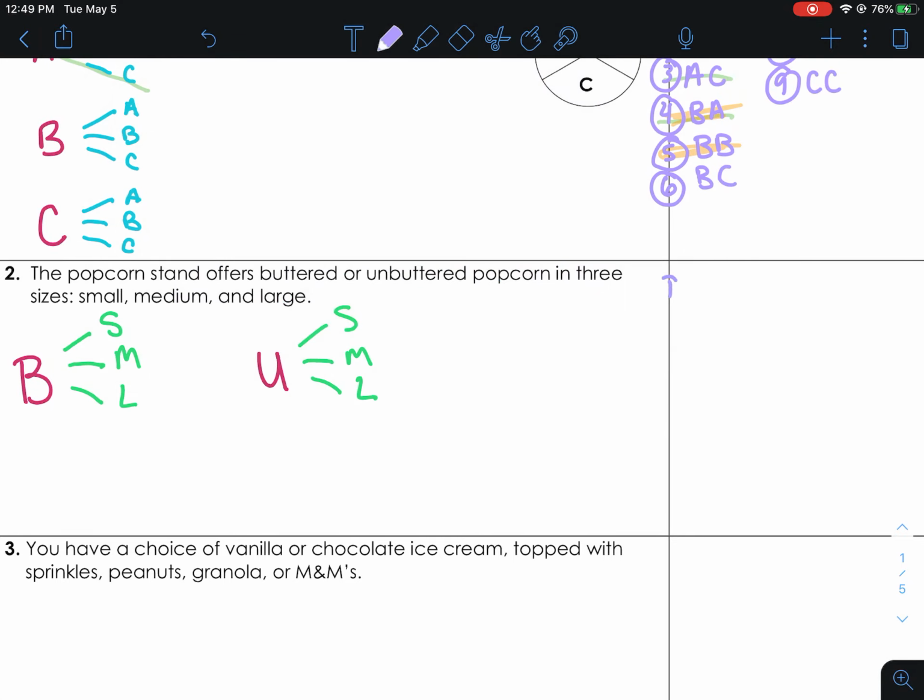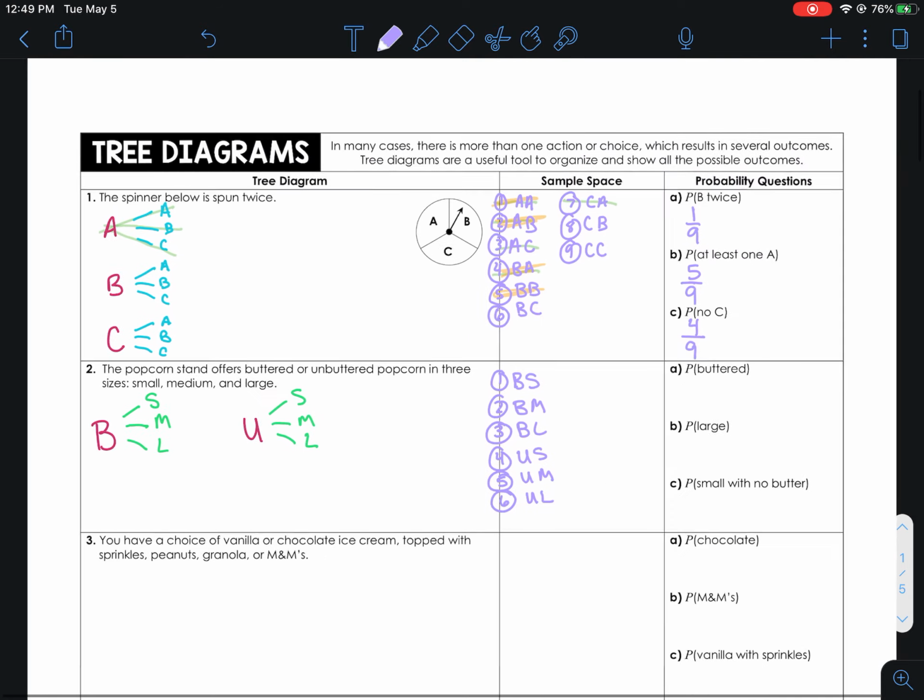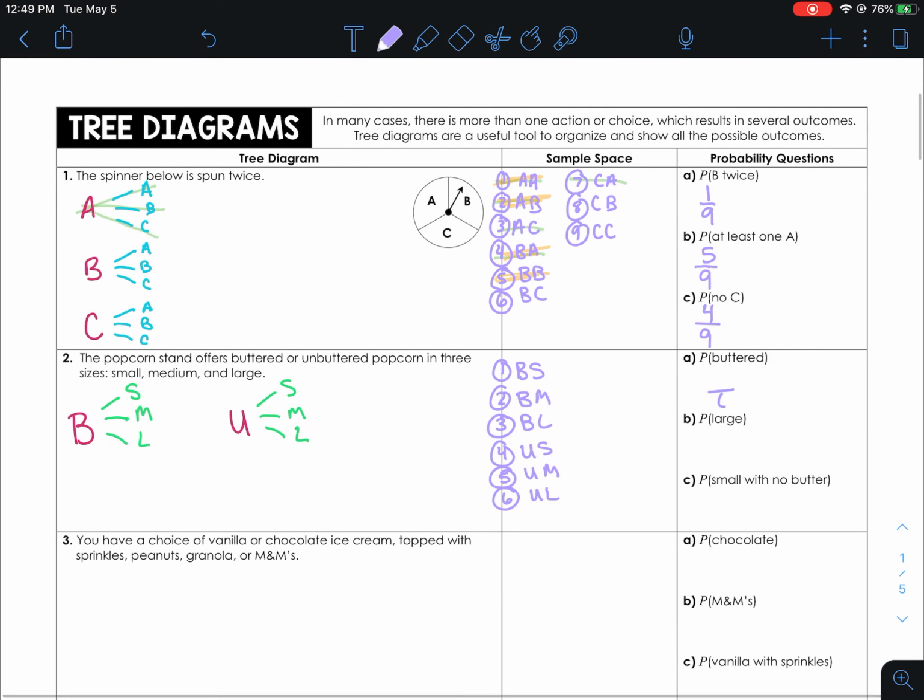So my sample space for number 1, I could have buttered with a small, buttered with a medium, and buttered with large. I could also have unbuttered popcorn as a small, unbuttered as a medium, or unbuttered as a large. So there are only 6 answer choices this time. Remember, probability, the total always goes in the total number of outcomes in the bottom.